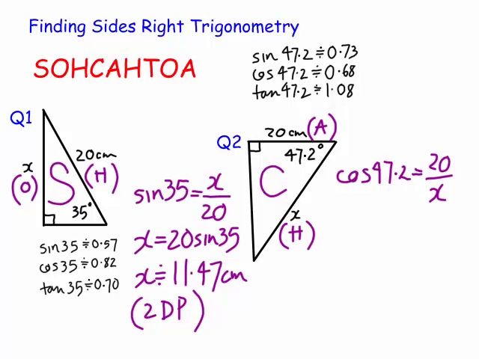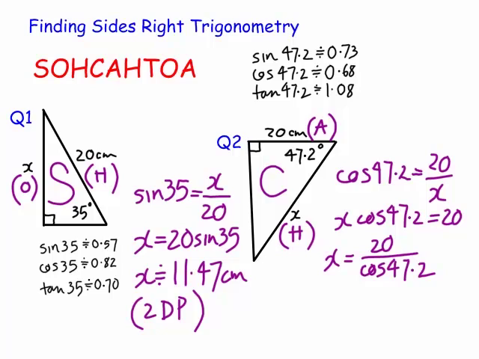But how we can do it algebraically is multiply everything by x. So x cos 47.2 is equal to 20, and then divide both sides by the cos 47.2. And x is equal to 20 divided by the cosine of 47.2. Let's have a look. We know the cosine of 47.2 is about 0.68, so 20 divided by 0.68 could be roughly about 30 or so. When we actually do the calculation, the answer is 29.44. So x turns out to be 29.44. The units are centimetres, and I've rounded off to 2 decimal places.